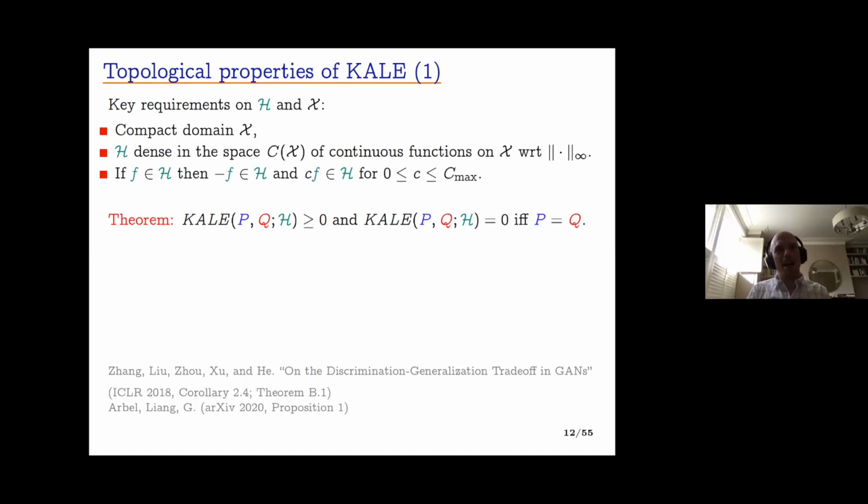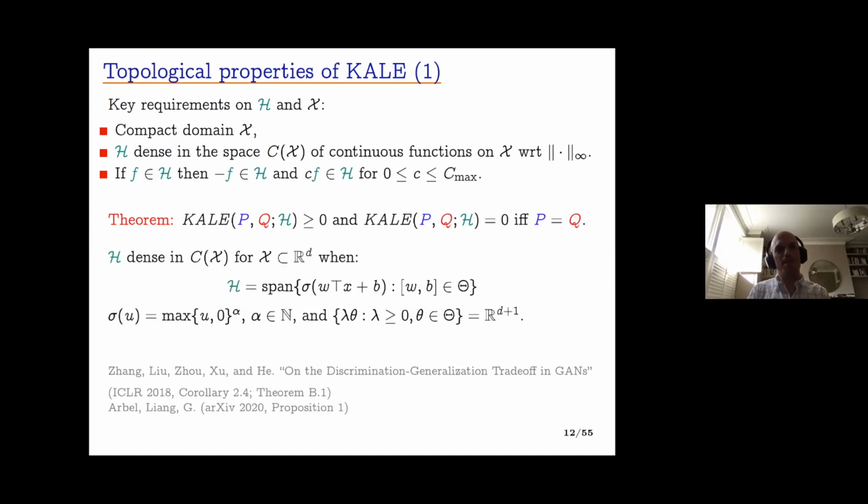So are the requirements that we are placing on our calligraphic H too strong? Well, there's been quite a few studies on the richness of neural net function classes. So for instance, our calligraphic H might be dense in the space of continuous functions on compact domains when H is in the span of ReLU type functions, or ReLUs raised to some integer power. So at least this is a class of neural network functions which would satisfy this denseness requirement.